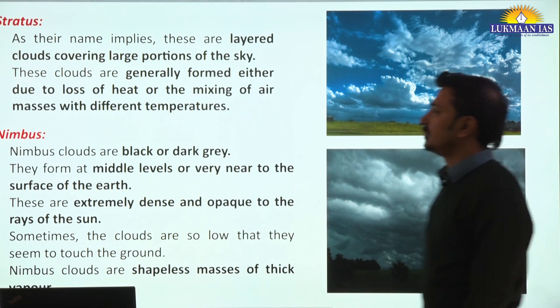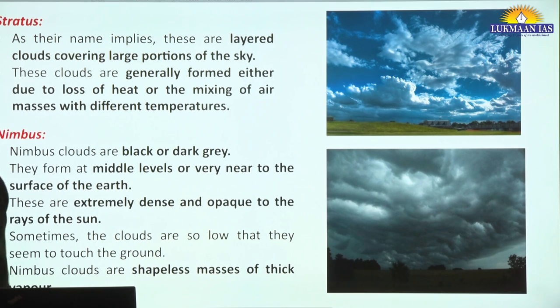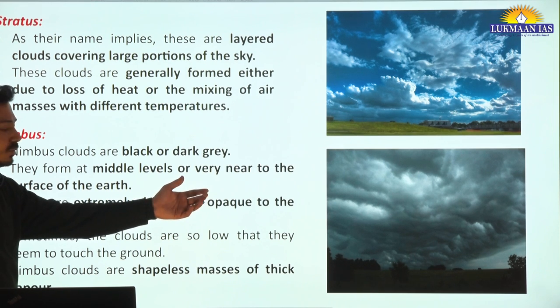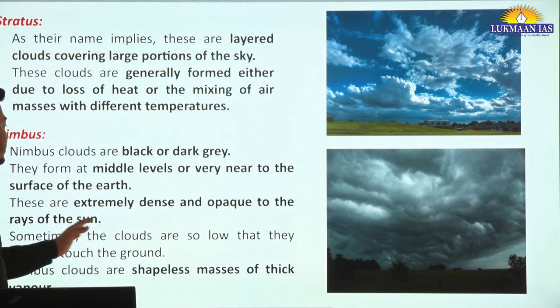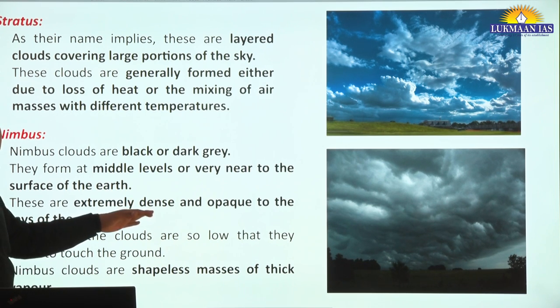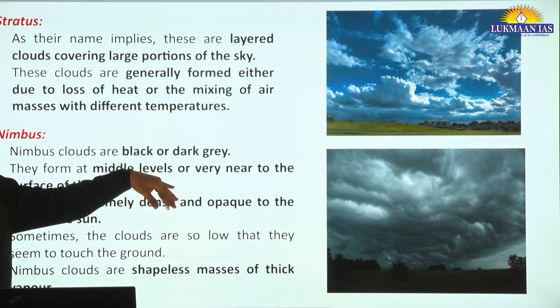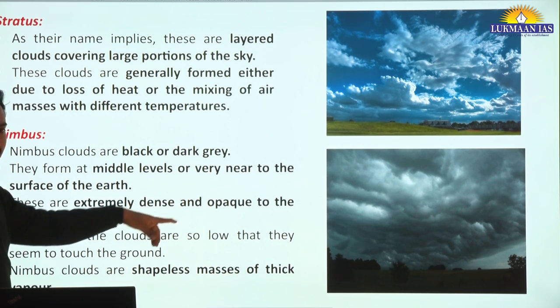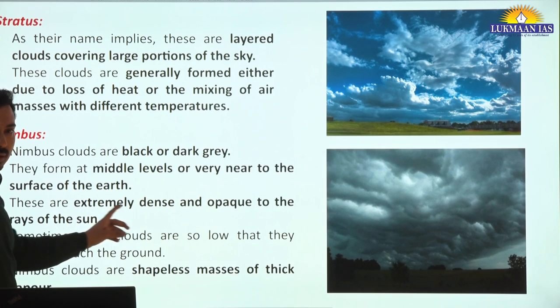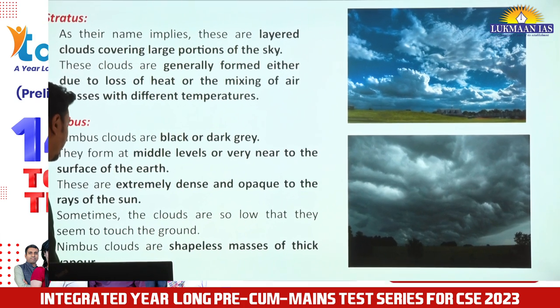of clouds. Stratus, then nimbus, are very near to the ground and they are dark in color, right? Nimbus clouds, dark gray color generally. जब बारिश होता है तो इस तरीके से clouds होते हैं. They are near to the surface and extremely dense, opaque to the sun rays, which means they are reflecting back the incoming rays. They lead to cooling of the atmosphere. ये पूछा था ना इस साल prelims में, nimbus clouds, ठीक है, low clouds, right? And yes, they are shapeless masses of thick vapor.